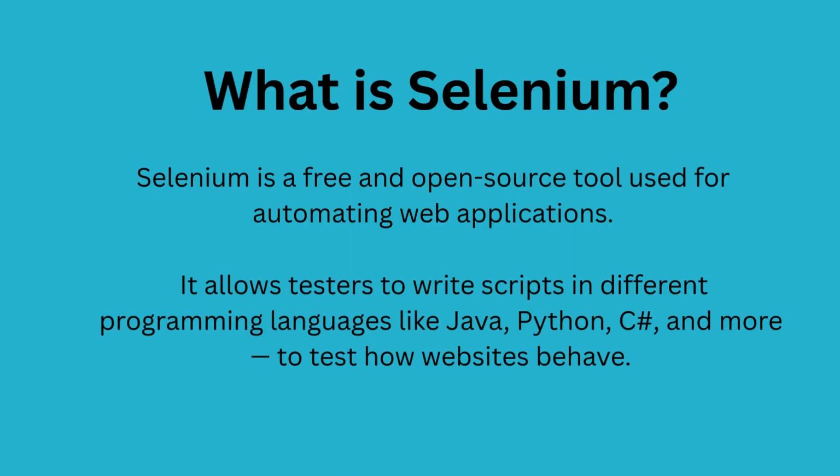Selenium is a free and open source tool used for automating web applications. It allows testers to write scripts in different programming languages like Java, Python, C#, and more to test how websites behave. Think of it like this. Instead of manually clicking and typing in your browser to test something, Selenium does it for you.